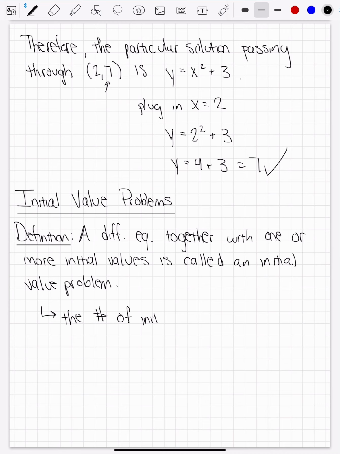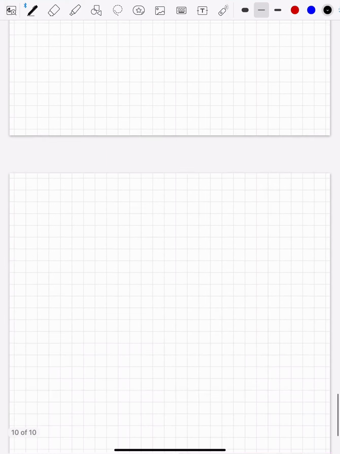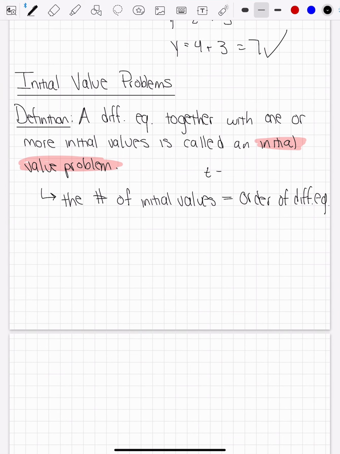So the number of initial values must be the same as the order of the differential equation, because remember, the order tells us the highest order derivative. So this is the definition for an initial value problem, right? And this makes sense why we talk about initial values, where the time t is 0, or the initial x value, if x represents a quantity, is 0, because remember, differential equations are used to see how things change over time.